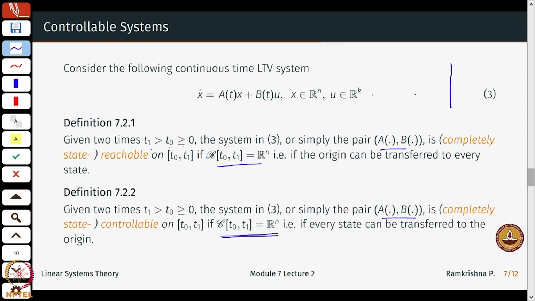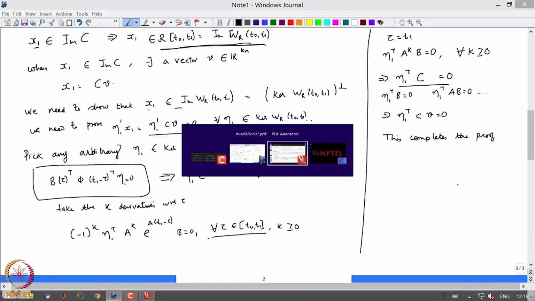So, the first definition means: can I go from this point to any point in the state space, any arbitrary point, any bounded point in the state space? In the second case, it means: can I transfer any point in the state space to the origin, starting from here to the origin, starting from here to the origin? Okay, so what is the interpretation of this?